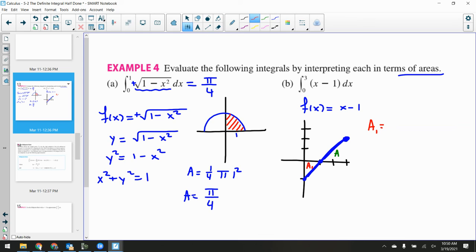Well, area 1 is a little triangle, 1/2 base times height. And again, we interpret it as negative. So area 1 is negative 1/2. Area 2 is positive 1/2 base times height. So 2 times 2 is 4, 1/2 of that is 2. So my total area is equal to 2 minus 1/2, so 1.5.